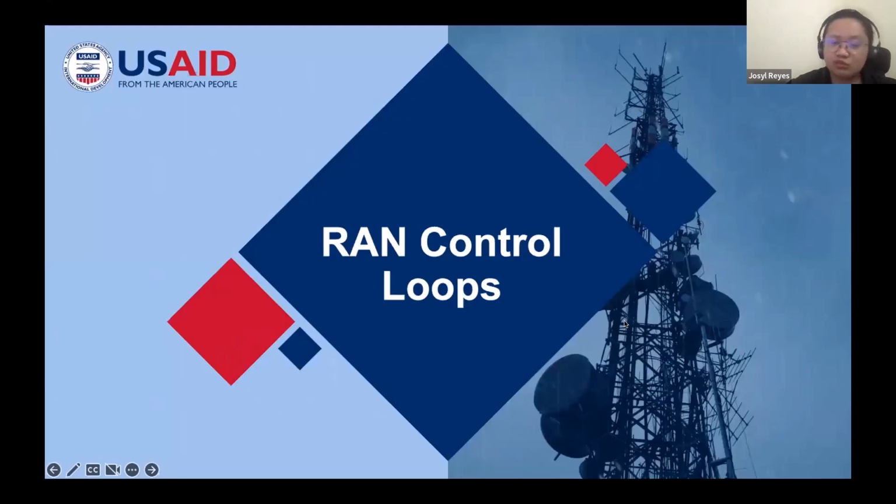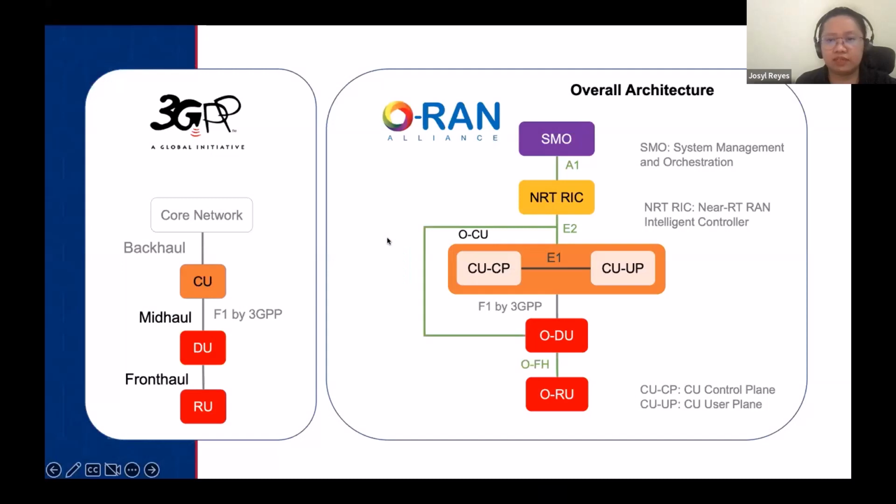Okay, so hopefully you understood what functional split means. It's just how the functions of the RAN are separated or assigned to each of the RAN components. Now, let's go over some other important parts of the RIC. One is the RAN control loops.